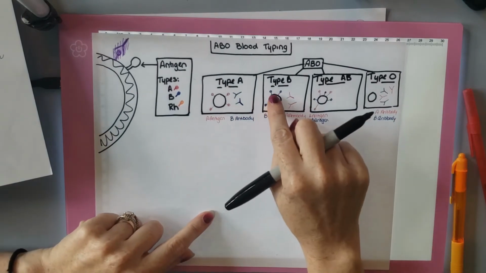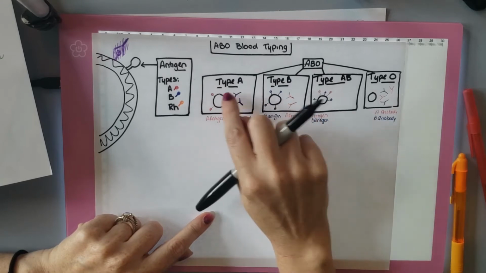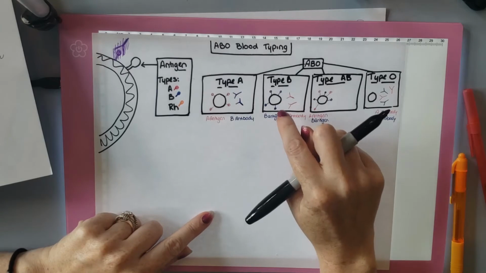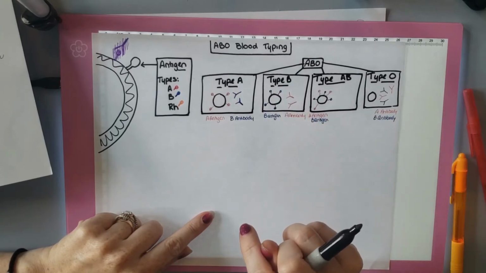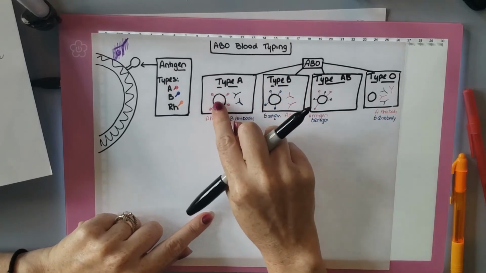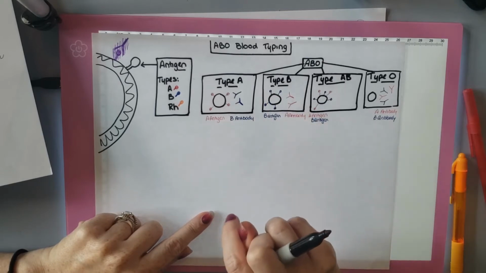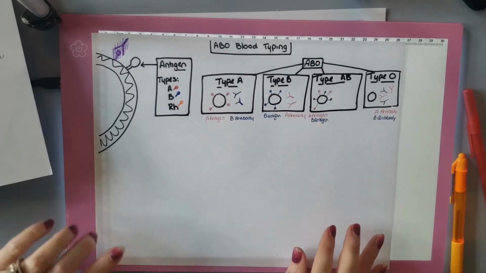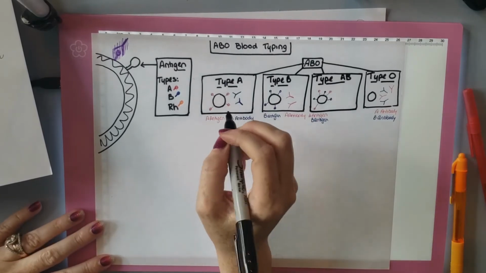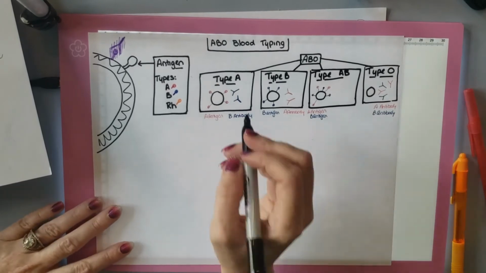So if I tried to give this little critter to this person, put this cell in here, what do you think would happen? These things would fruit ninja and slice this thing in half. Okay? So we can't give type B blood to someone who's type A because these antibodies will kill that cell. Does that make sense to everyone? Not that you can answer me, but if it doesn't make sense, you can always finish watching the video and then ask me. So, all right, so let's talk about transfusions.